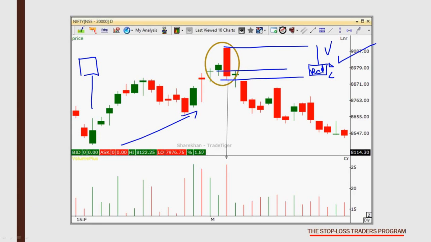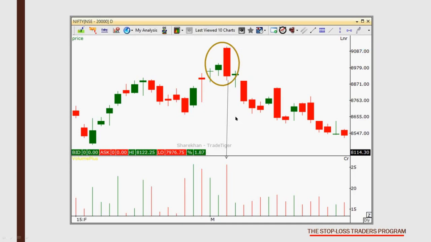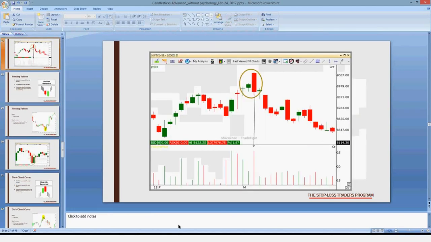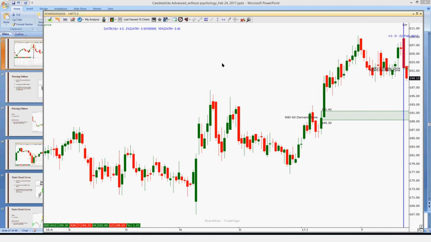All right. And just try not to remember the names. Just understand what is happening. Price action is most important. So I have Power Grid for you. Again, hiding all the tools.